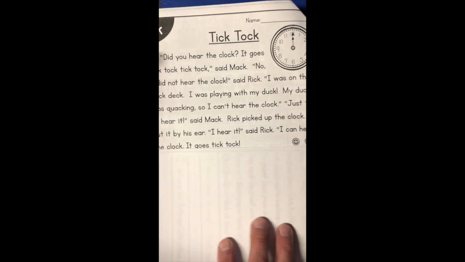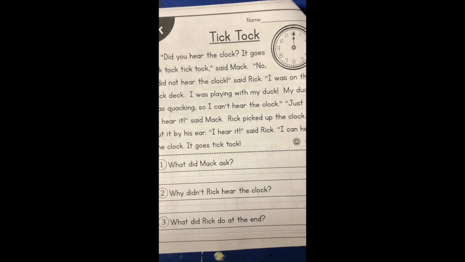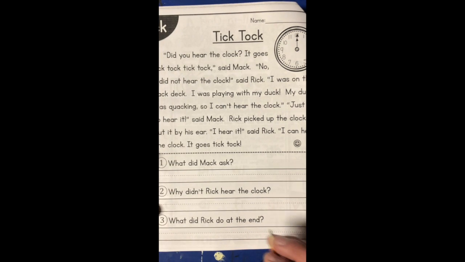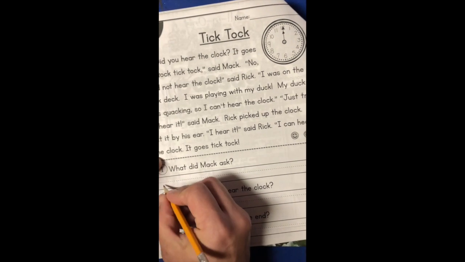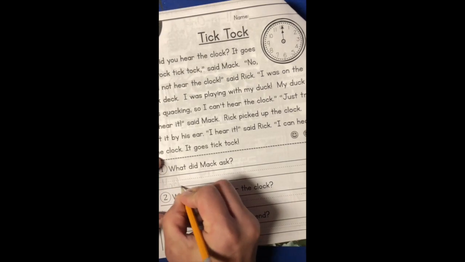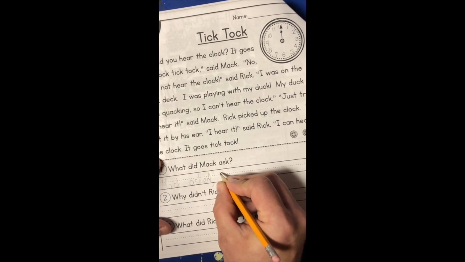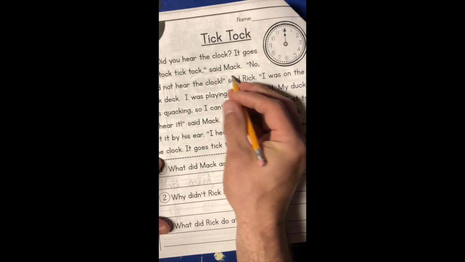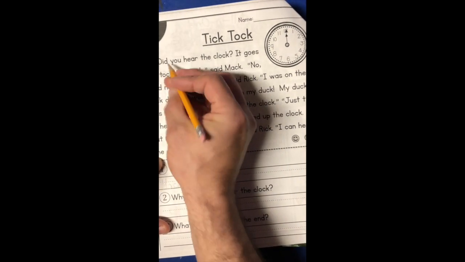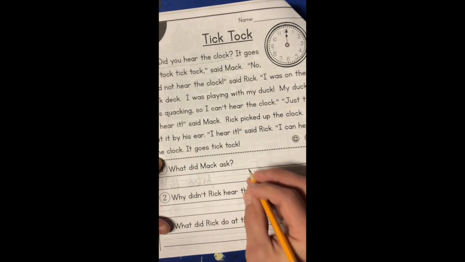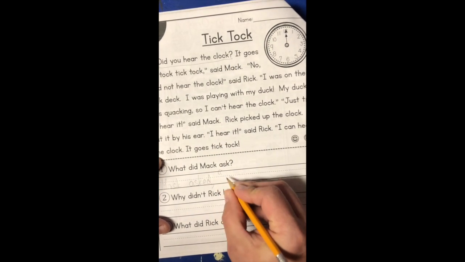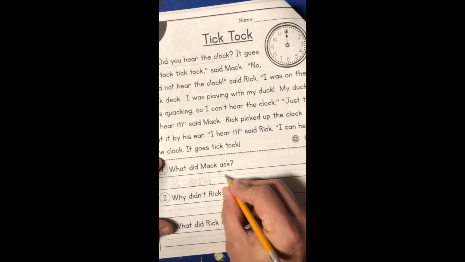It goes tick-tock. That was better that time. So I can time myself, try and beat my time. I just want to get better and better. Right? Read it 3 times. What did Mac ask? Mac asked, comma, and we gotta underline this. Did you hear the clock? I'm gonna put quotation marks around what he said.